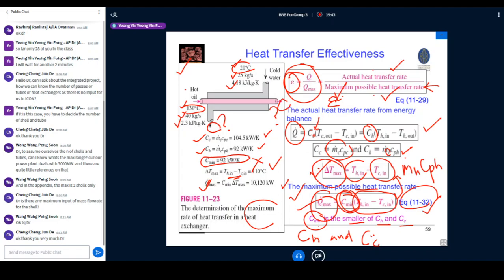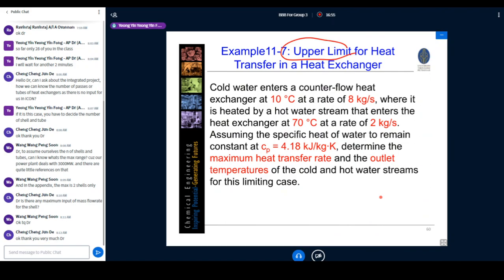Okay, so this slide is just a sample for you all to calculate the Q max, and it's actually the upper limit of a heat exchanger in heat transfer, whereby you see the question itself, we read it first. Okay, cold water enters a counterflow heat exchanger at 10 degrees C at a rate of 8 kilogram per second, where it is heated by a hot water stream that enters the heat exchanger at 70 degrees C at the rate of 2 kilogram per second.